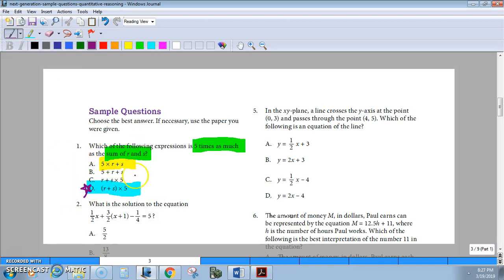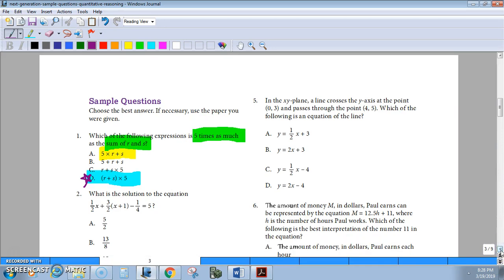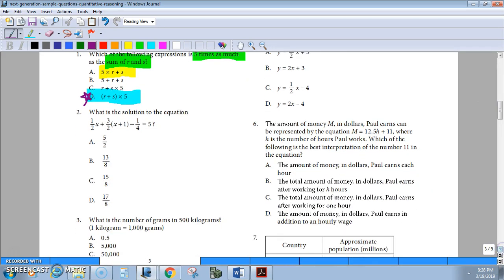So I want to put a star since I kind of highlighted all over. But it's actually getting at, do you know the order of operations? Do you know how to add r and s first before you multiply by 5? So I bet it's going to be a different question on the test, but it'll probably want to get to know how you feel about order of operations.